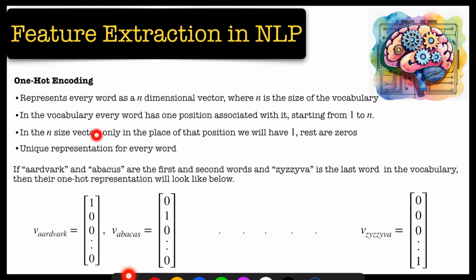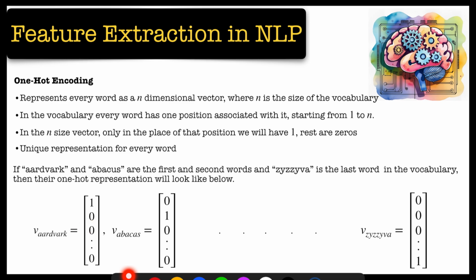So in the n size vector, only in the place of that word's position we will have 1. Rest will be zeros. So this will give a unique representation for every word. Let's say aardvark and abacus are the first and second words in the vocabulary, and this one I can't even pronounce, so this is, let's say, the last word in the vocabulary.